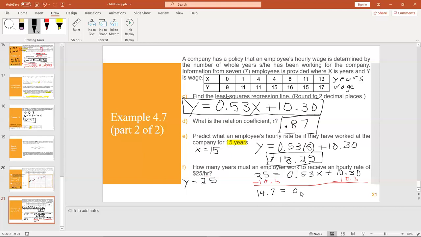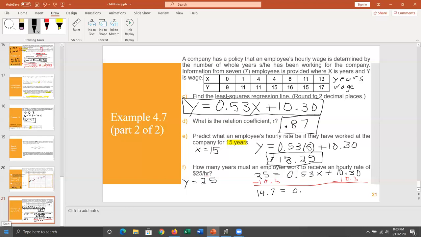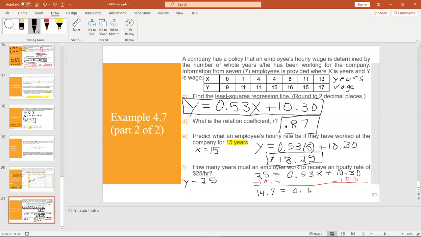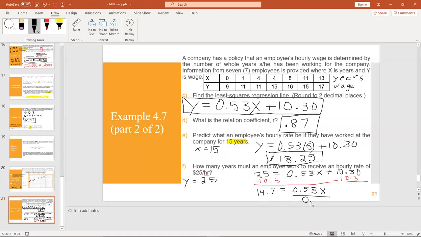So 14.7 equals 0.53x. I hate writing with a mouse. It is like the worst thing ever. And then we're going to divide both sides by 0.53. We're going to write it again just for good measure. All right, that actually went more smoothly.